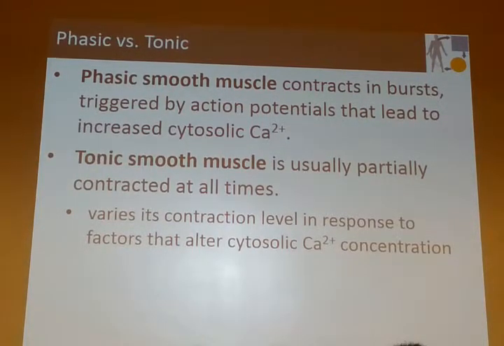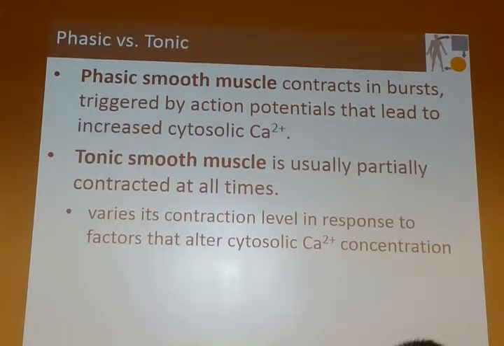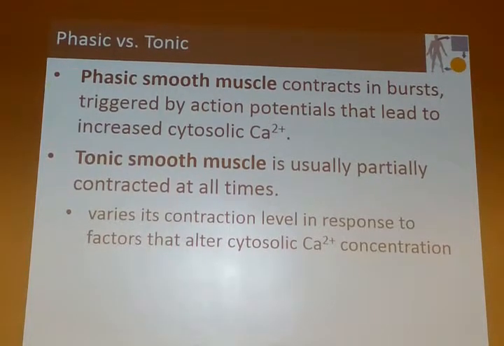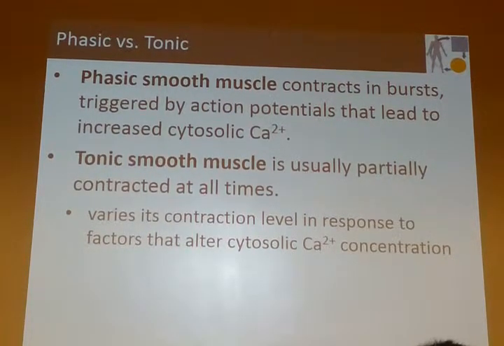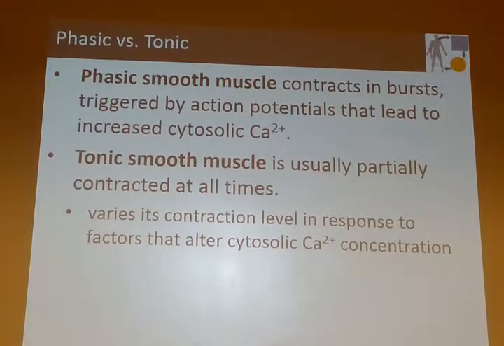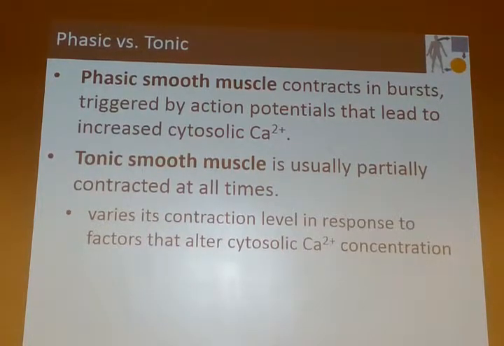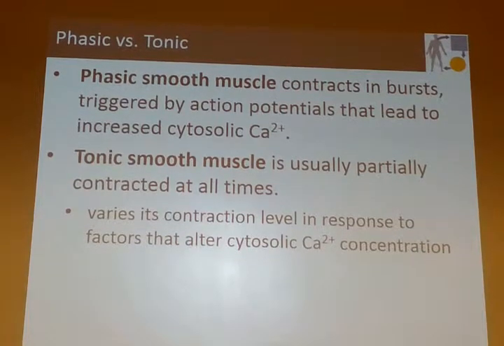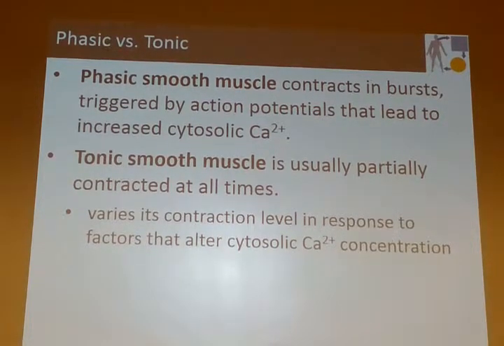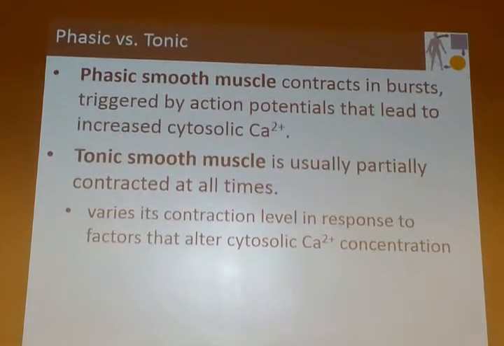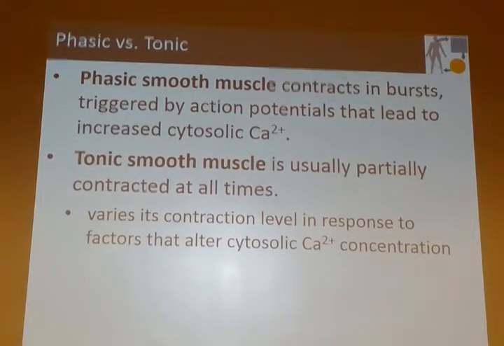It may not stay at this high level of contraction, although a smooth muscle can do that. It probably will taper off a little bit, with a little bit of decrease in force until the stimulus is turned off. So you lose a little bit of force, but you keep most of that force applied in a tonic smooth muscle contraction.